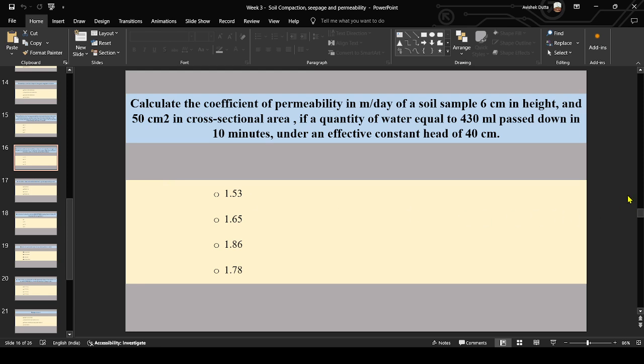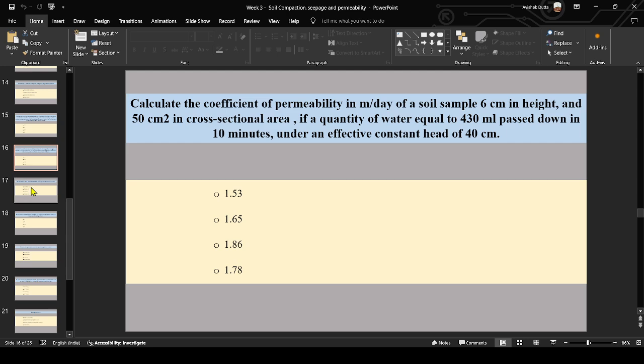Calculate the coefficient of permeability in meter per day of a soil sample 6 centimeter in height and 50 centimeters square in cross-sectional area if a quantity of water equal to 430 ml passed down in 10 minutes under an effective constant head of 40 centimeter. So here the soil sample length or height is given 6 centimeter. The cross-sectional area is given 50 cm square. Now the value of discharge is given as 430 ml in 10 minutes. And during the discharge, the effective constant head was 40 centimeter.